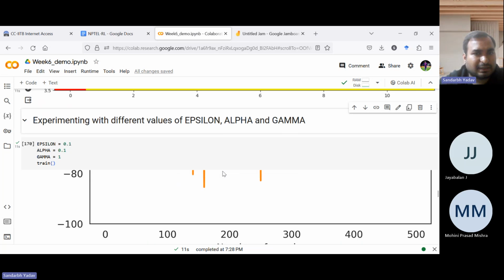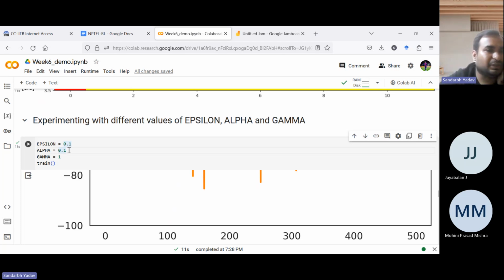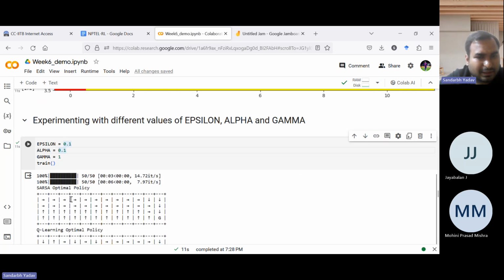So another thing is this. What is happening here is, epsilon we already had 0.1, right? Alpha we had 0.5, but here we have decreased the learning rate from 0.5 to 0.1. Decreasing the learning rate slows things down because you have to do more updates to get there, and gamma as usual is 1. So you can run this, maybe it's already run there.